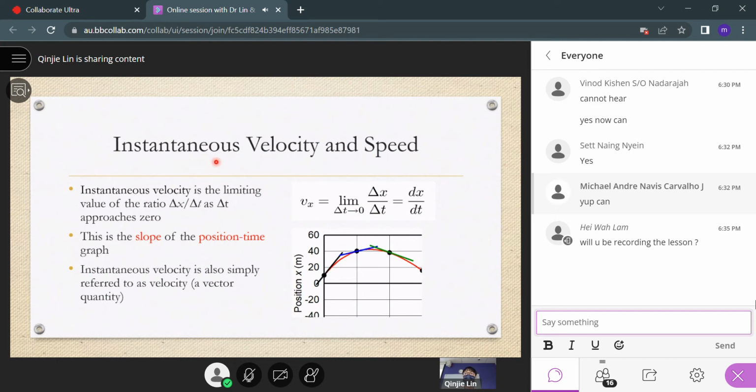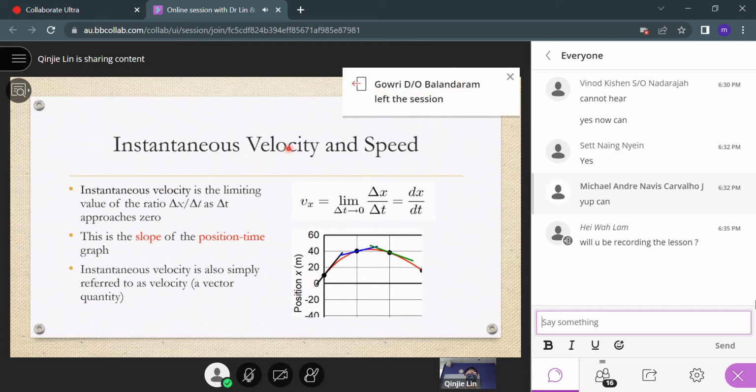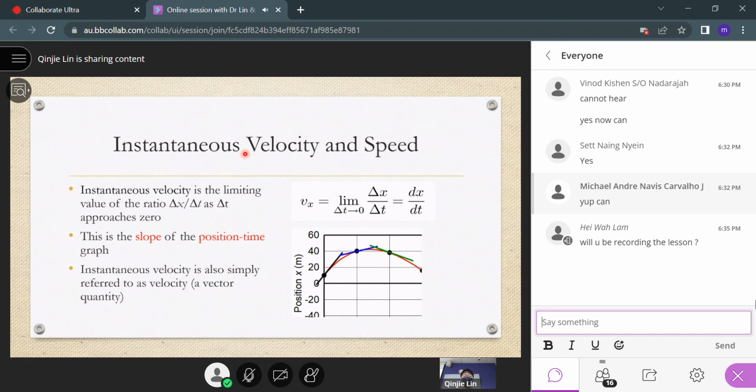So now we have this thing called the instantaneous velocity and speed. Instantaneous, that means at a particular time, right, at that instant, what is the velocity or speed? So it is the limiting value of ratio delta x over delta t as this delta t approaches 0. So it's this definition, but the time scale, we imagine we are putting it to very small, so that we are finding almost like a particular point. So mathematically, that means we are doing a differentiation.